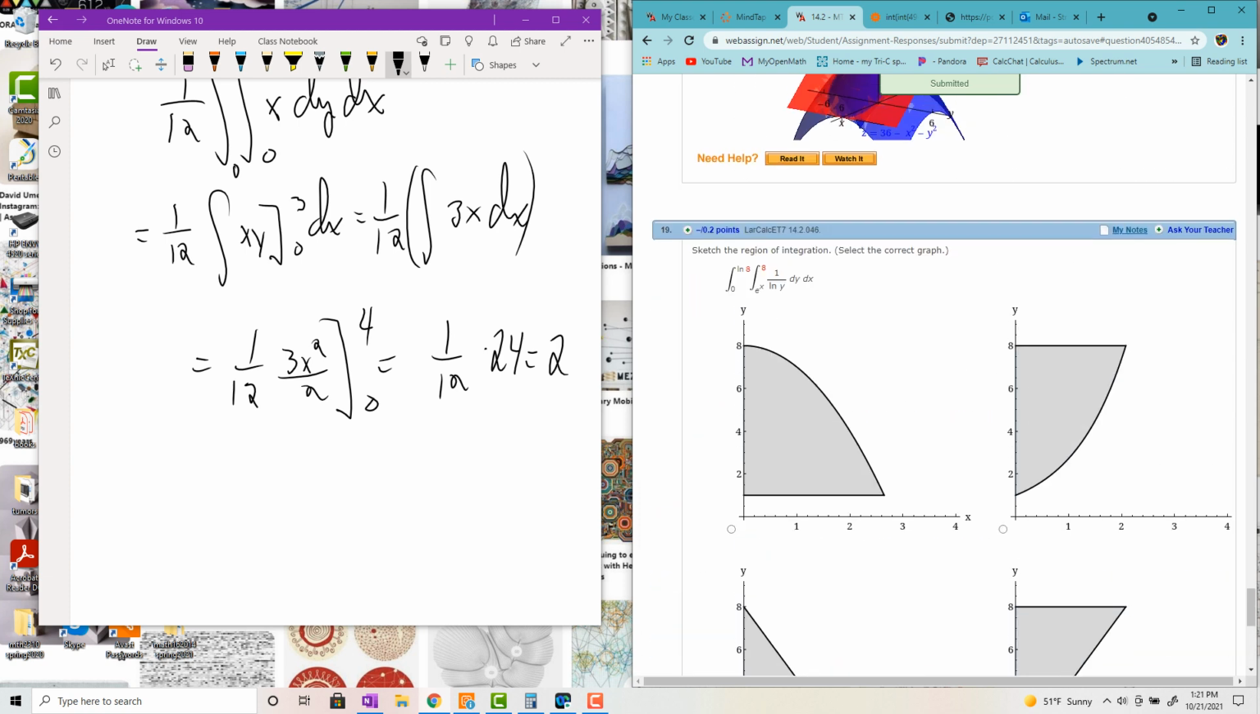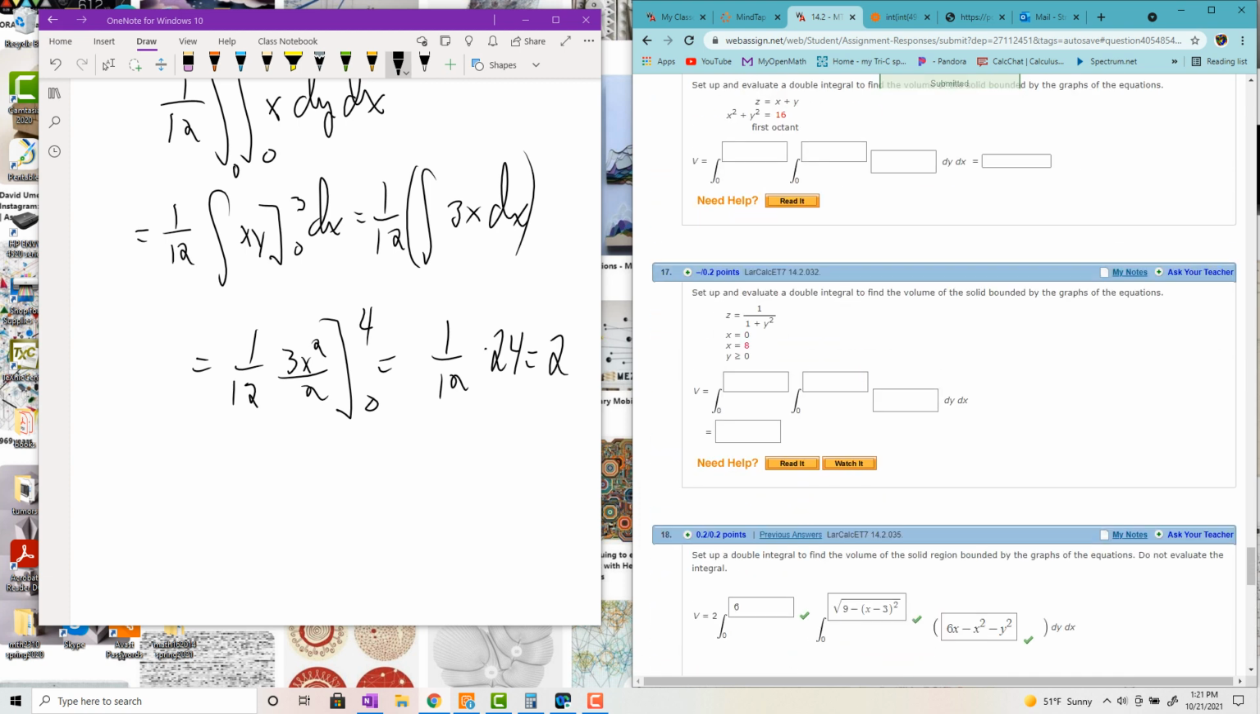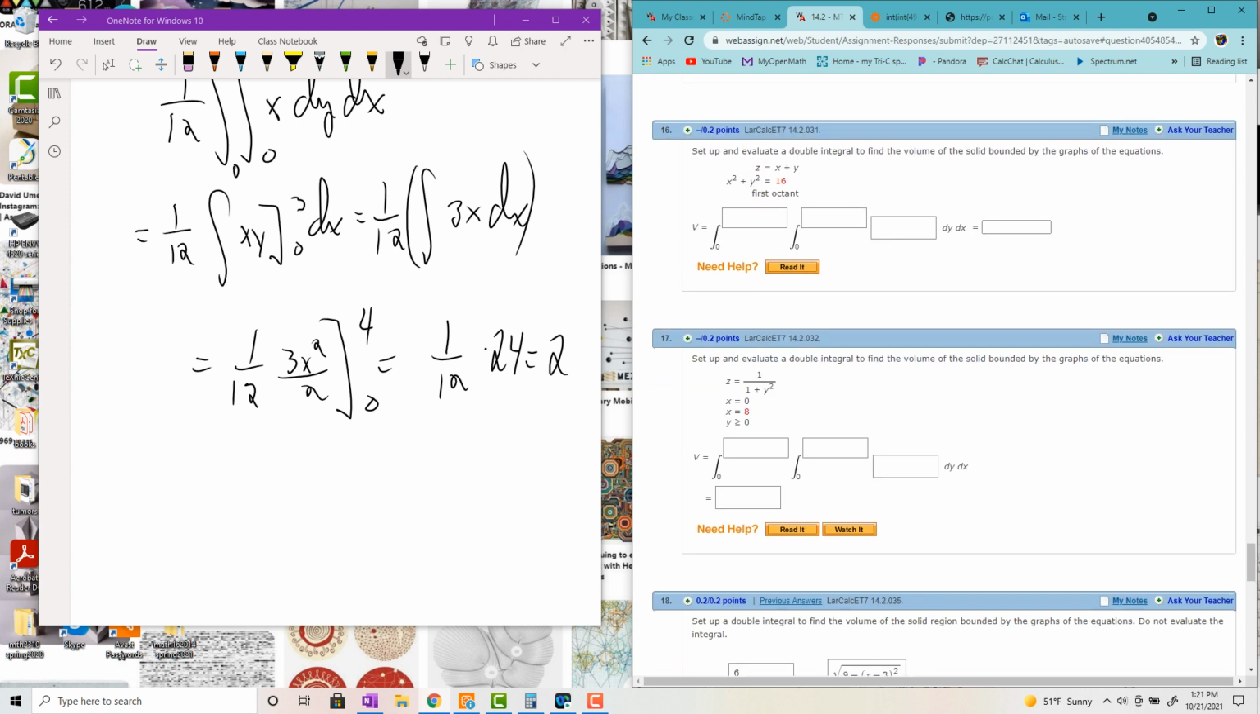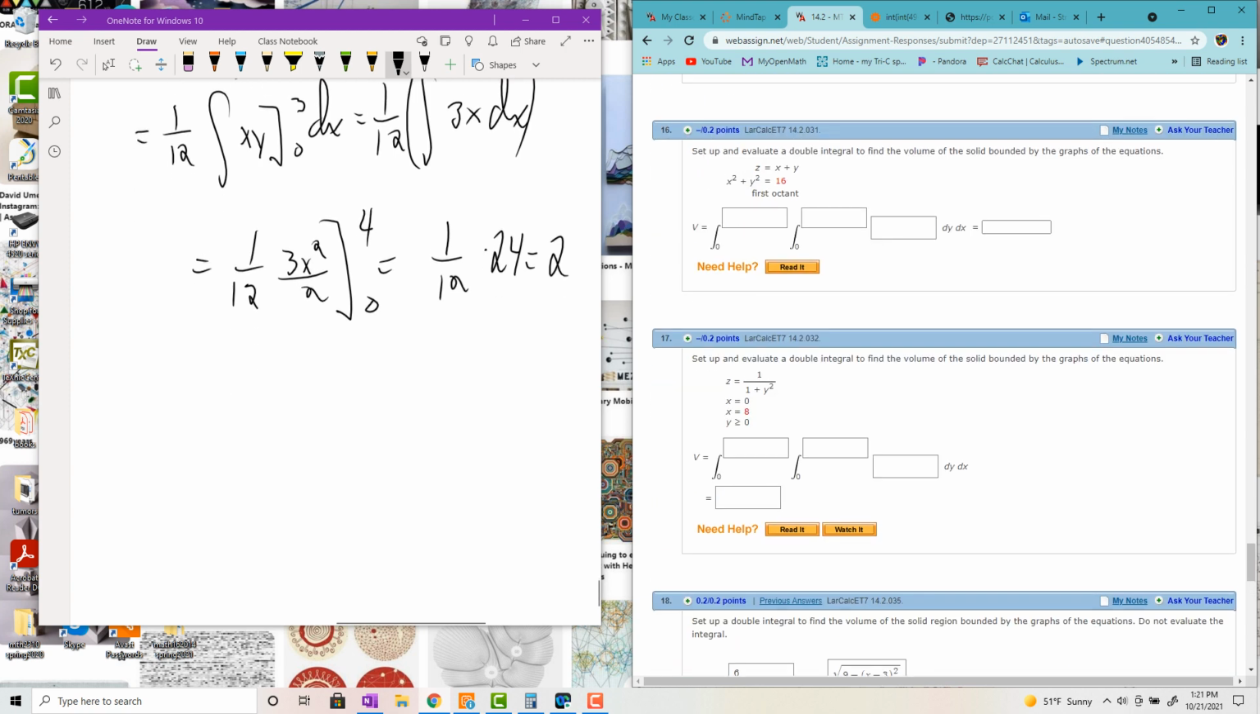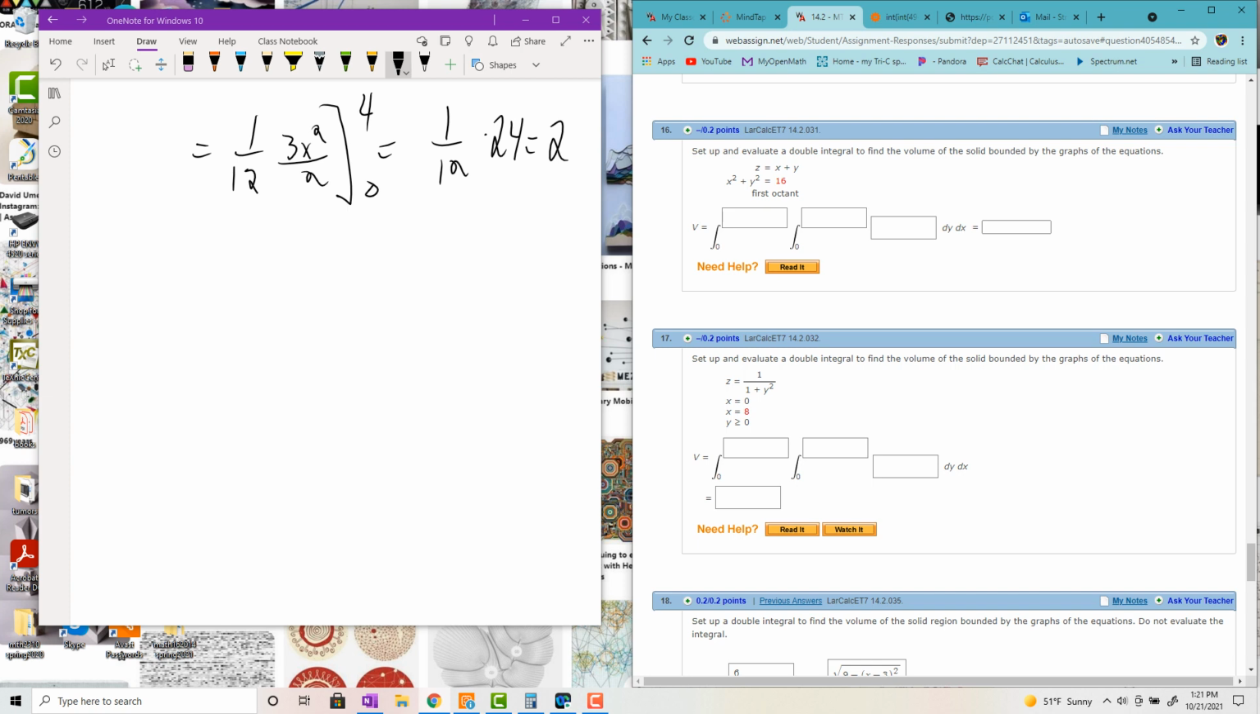Okay, so there's that. For these ones where you're having solid regions bounded by surfaces, you want to find the volume of the solid bounded by the graphs of the equations. Yeah, surface to surface. I don't think that's one of them though. That's just over the XY plane, I believe.